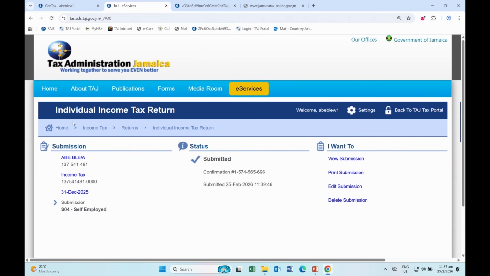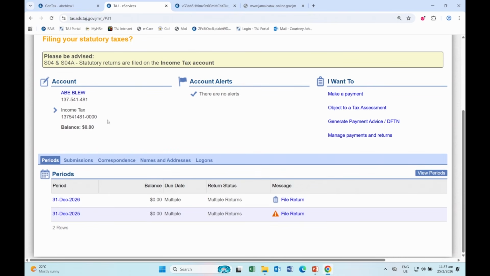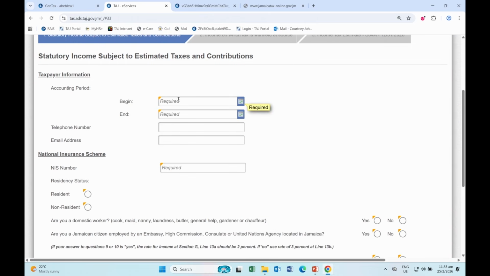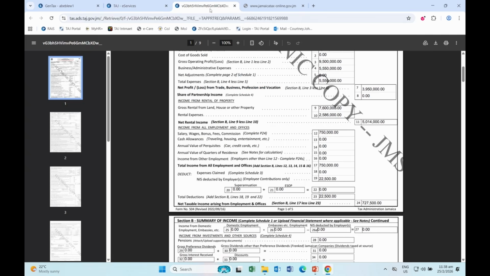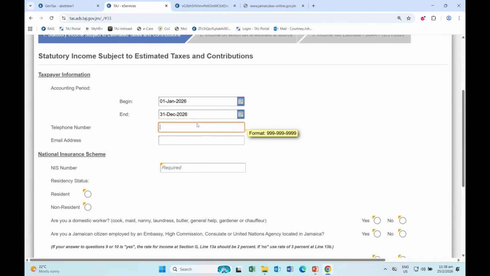All right. Now we're going to move straight into the estimated return. And the estimated return is way simpler. It's shorter, less pages, less information required. So we click on File Return across from the 2026 period. File Now at the upper left. On this one, you're reporting from the 1st of January 2026 to the 31st of December 2026. You'll be required to put your phone number, email address, the NIS. I'm taking the NIS that's on the S04 for last year.